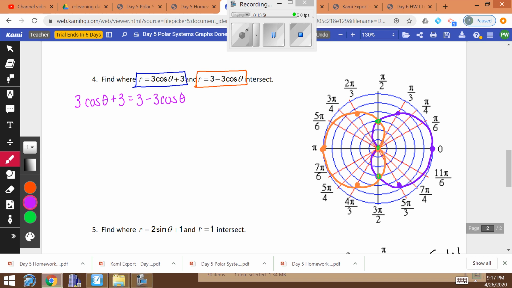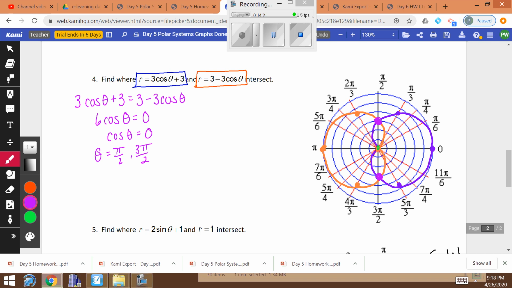So I'll show you here. We'll subtract the 3 from both sides, add the 3 cosine of theta over, so we end up getting 6 cosine of theta is 0. If we divide by 6, really we just want to know where is the cosine 0, and that is at pi over 2 and 3 pi over 2. Now we can see that that does actually correspond to 2 of those points. We have at pi over 2 up here and at 3 pi over 2 down here. So that gives us 2 of them.